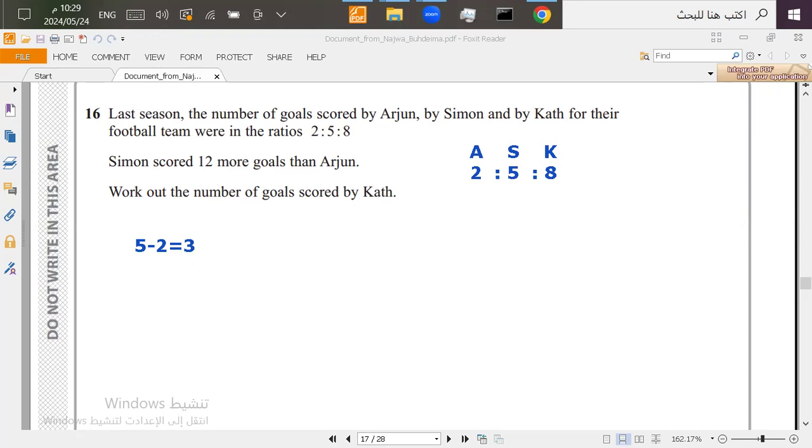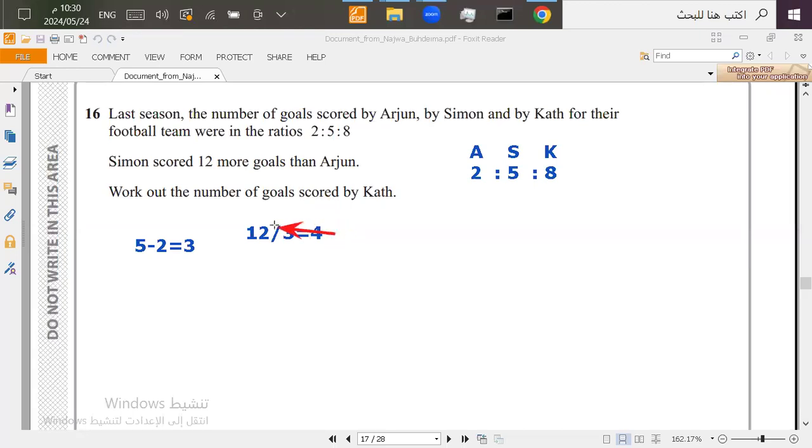So I'm going to divide the 12 by the 3, and it will give me 4. This means I found the number that I can use to find all the goals scored by these people. Again, because we already know that the ratio difference here is 3, and this ratio difference, which is 3, equals 12 goals, I'm going to divide the 12 by 3 to find the number that we use to multiply by ratios.